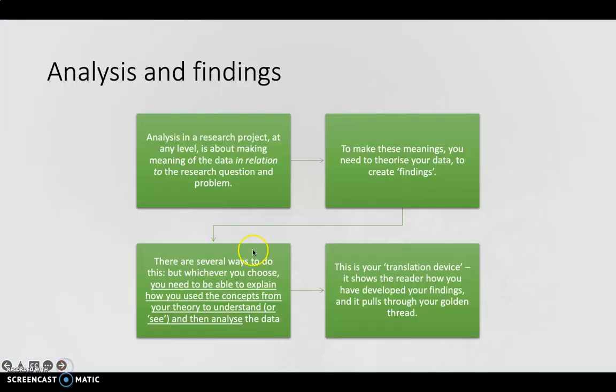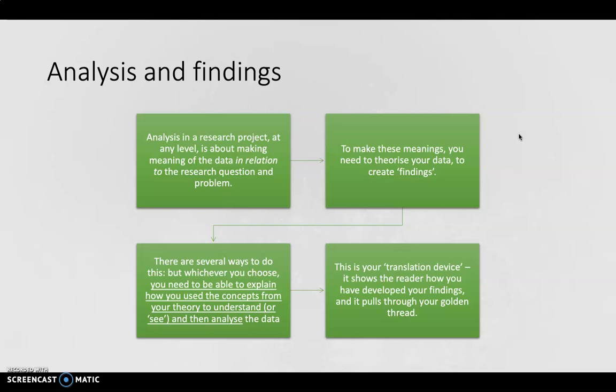So the first step of analysis really then is to think about how to put this all together to make meaning. Because analysis at any level in research is about meaning making, particularly meaning making in relation to the research problem that has been posed and the research questions that we're trying to answer. So to make these meanings, you need to create a set of findings from your data, which means bringing together your results with your conceptual or theoretical underpinnings to think about what those results mean in the context of your study and in the context of the wider field that your study is part of.